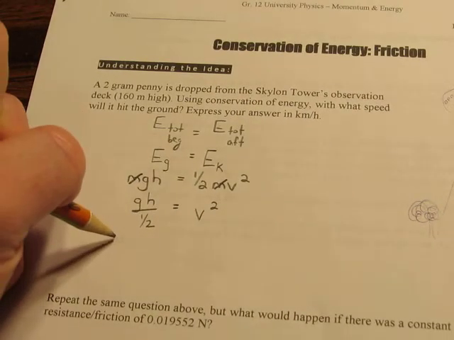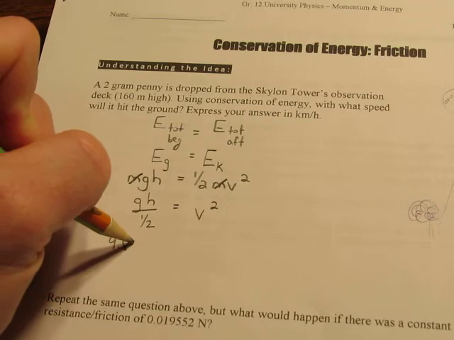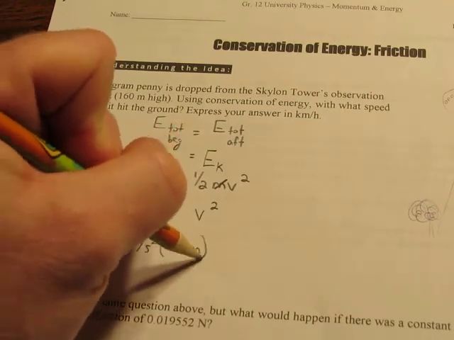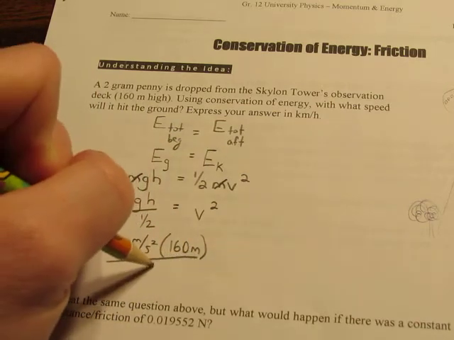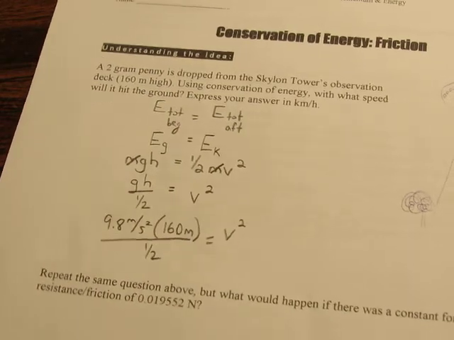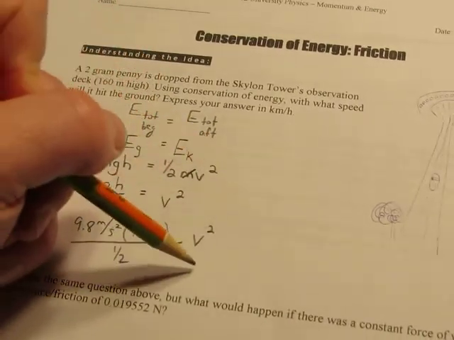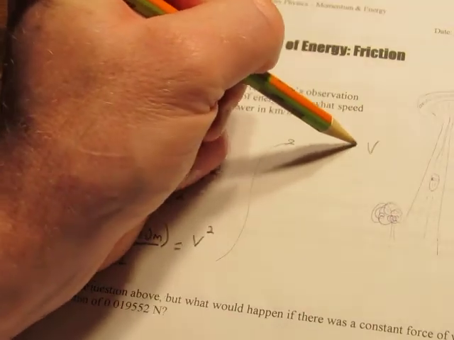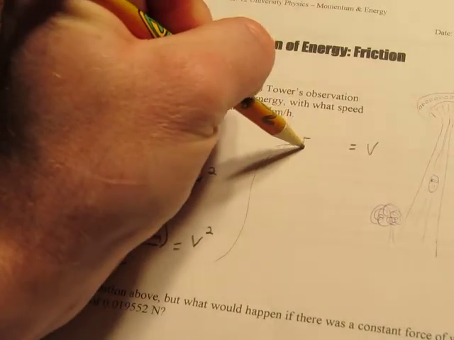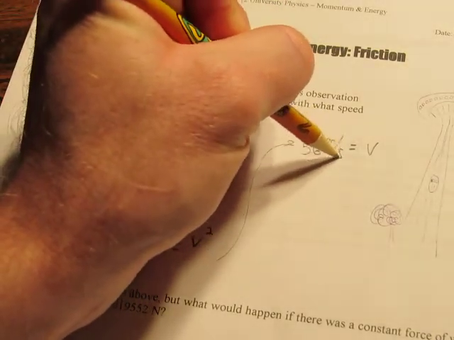And then make your substitutions. g is 9.8 meters per second squared. The height of the Skylon is 160 to the observation deck. Divide by 1/2. And don't forget to square root the answer in the end. I kind of ran out of space here, so I'm going to go up here. Okay, so 9.8 multiplied by 160 divided by 1/2, and don't forget to take the root of it. You get 56 meters a second, no decimals.